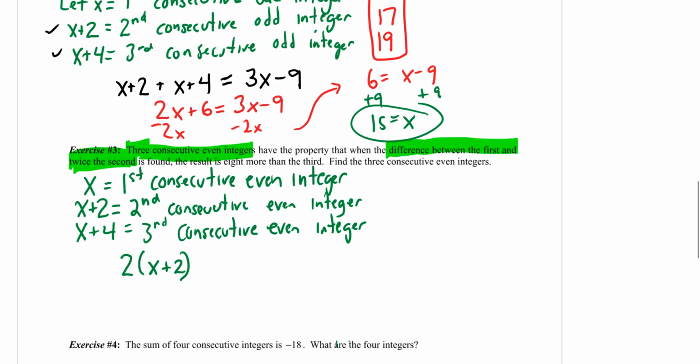Twice, right? Minus the difference of the first and twice the second. So there's twice my second one. Twice means times 2. What's my first one? Just plain x, right? Yep. The result is 8 more than the third. 8 plus, what's my third one? x plus 4.